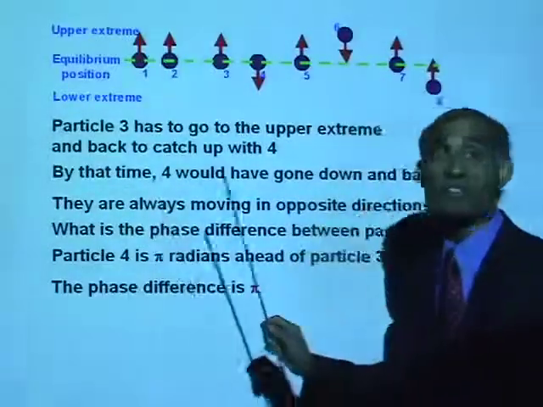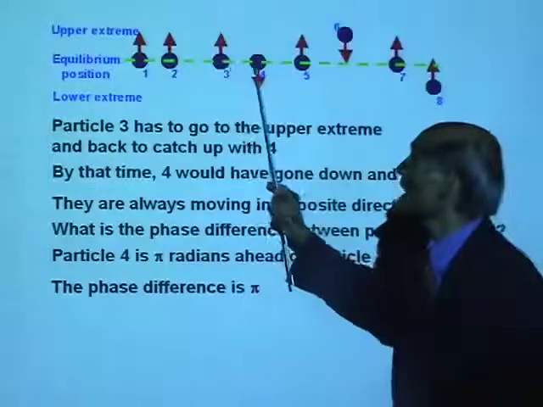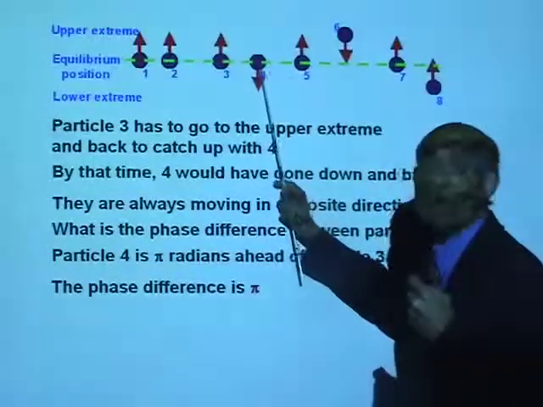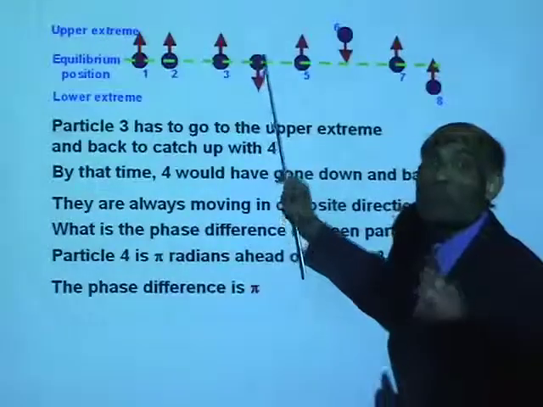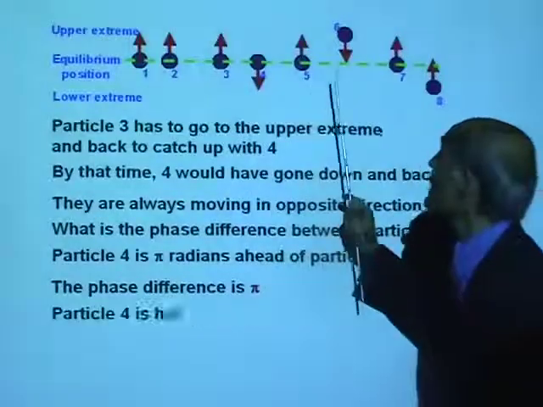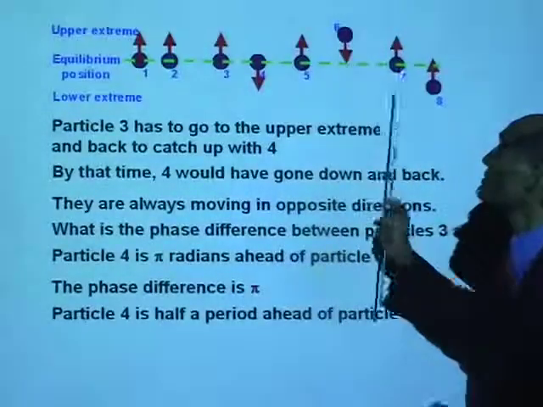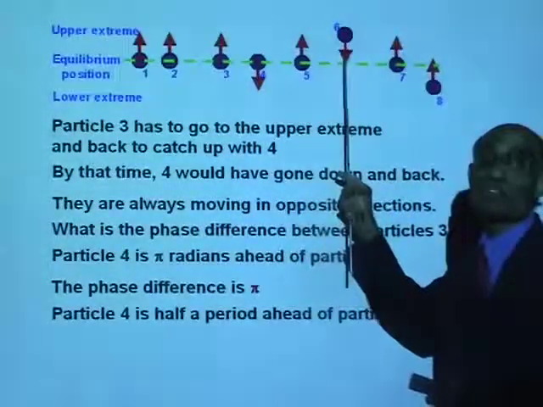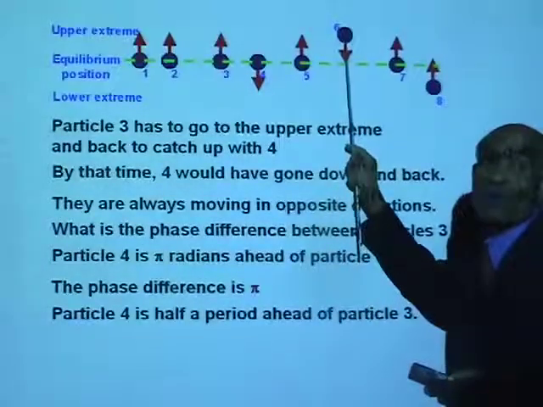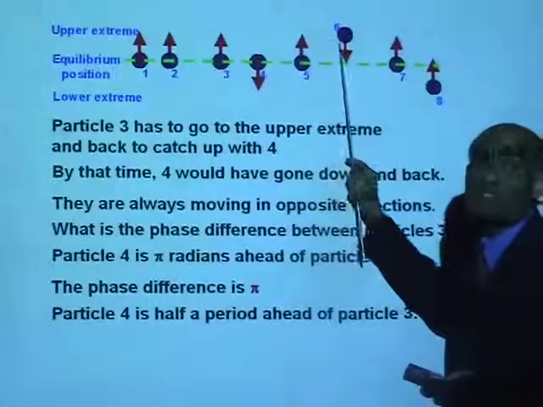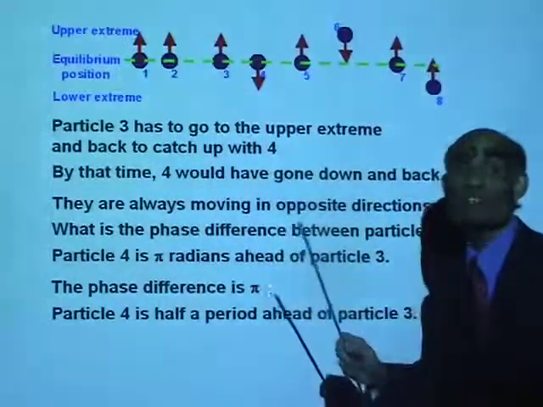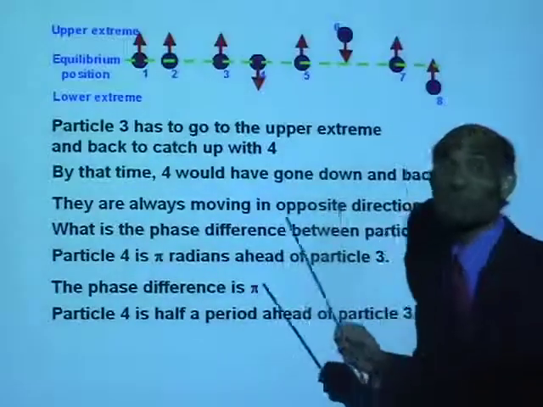So the phase difference between particles 3 and 4 is pi, because particle 4 is half a period ahead of particle 3. Alright, can you now tell me, looking at this, what is the phase difference between particles 5 and 6? 6 has just completed a quarter of a vibration. The phase difference is a quarter of a period, which is the same as pi by 2.